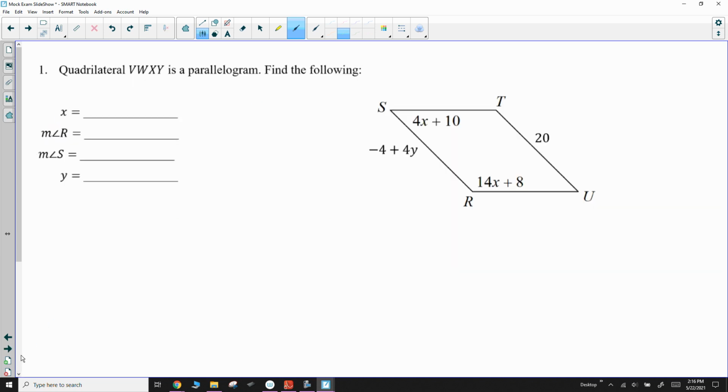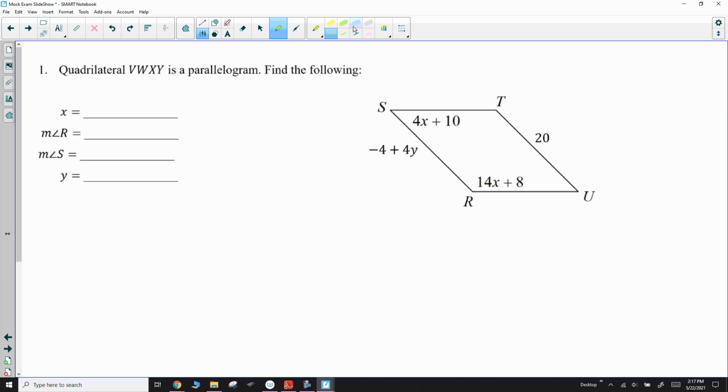All right, on to the extended response stuff. We've already done problems kind of like this. Here we have a parallelogram, and we need to find the value of x, which is referring to the variable in those two angles. And then we also have to find y, which is labeling the length of this side.